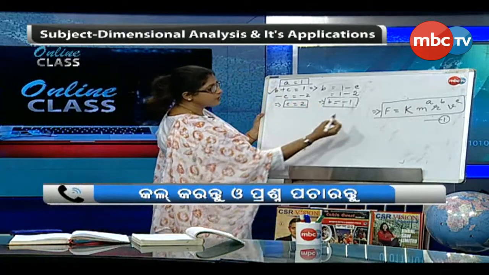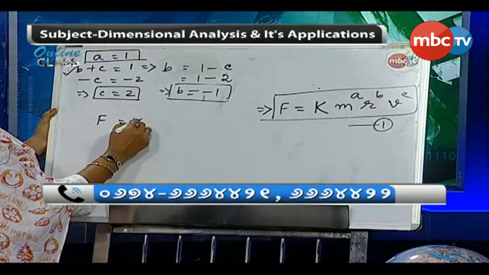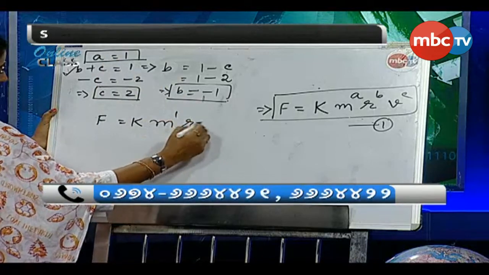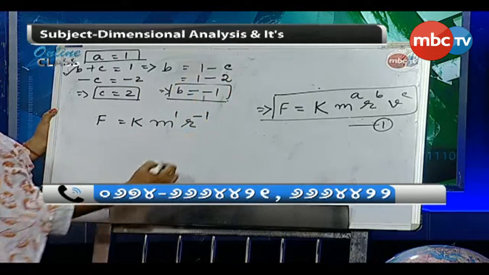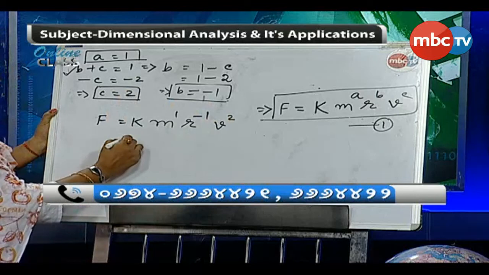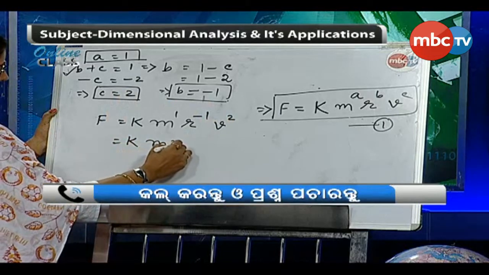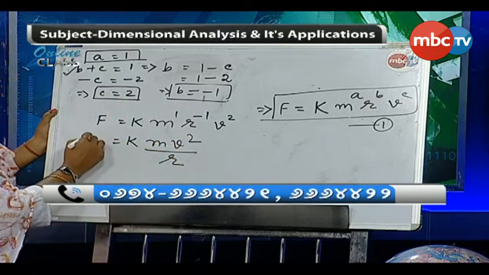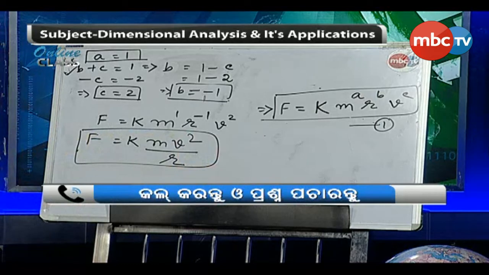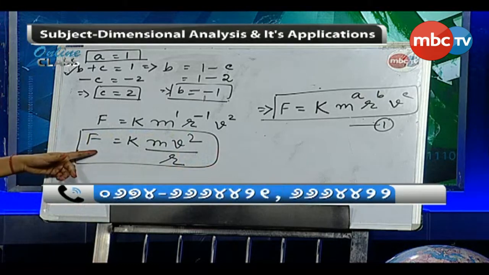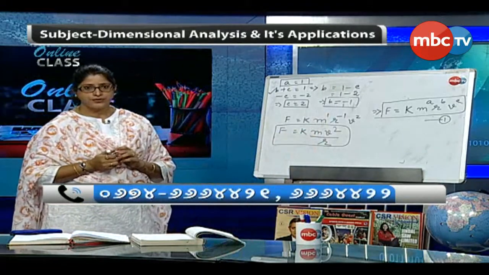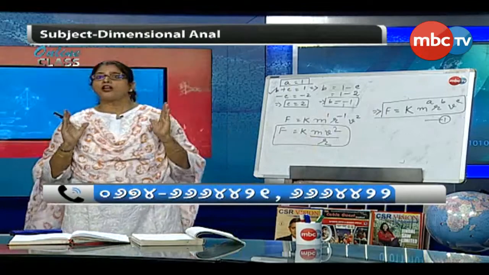Now putting all these values in the equation, F is equal to k m to the power a, which is 1, r to the power b, which is minus 1, v to the power c, which is 2. So I can write it as m v square upon r. So finally I got the expression for centripetal force as k m v square by r. Okay. So I hope all of you are clear.